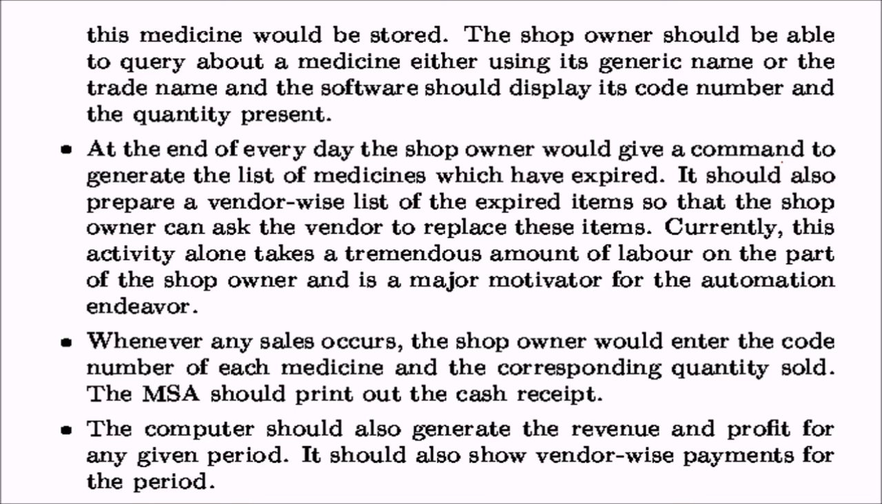Whenever any sales occur, the shop owner would enter the code number of the medicine and the corresponding quantity sold. The MSA should print out the cash receipt. The computer should also generate the revenue and the profit for any given period. It should also show vendor-wise payment for the period.